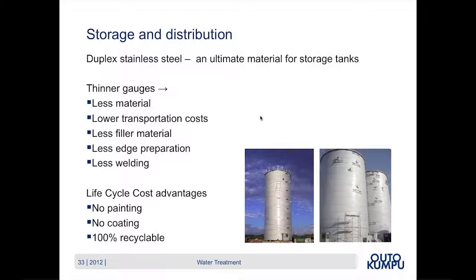The argument in its favour should be familiar by now. Because it's inherently a stronger material, we can use thinner grades, which brings benefits for the material itself, material handling, lower welding cost, less filler material, and so on. So, although the initial investment cost is usually higher for a stainless steel tank when compared with a carbon steel installation, the life cycle cost advantages are clear. For example, stainless steel doesn't need to be painted or surface treated, and it's also 100% recyclable.